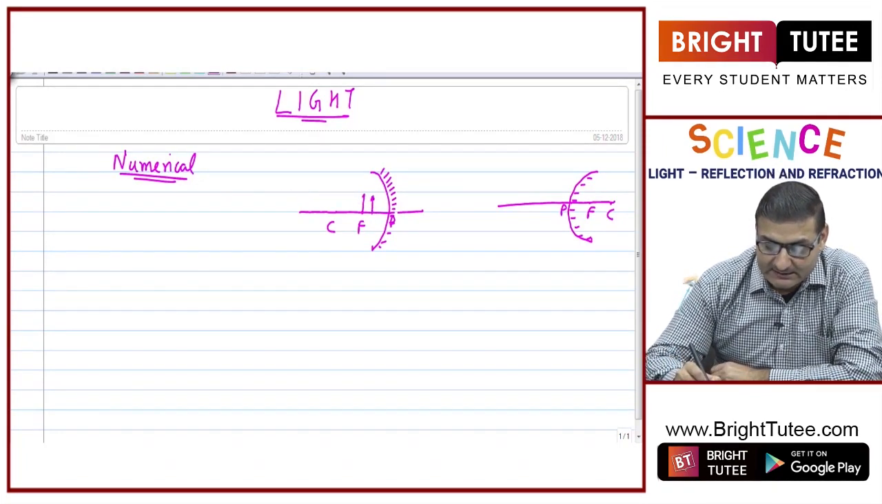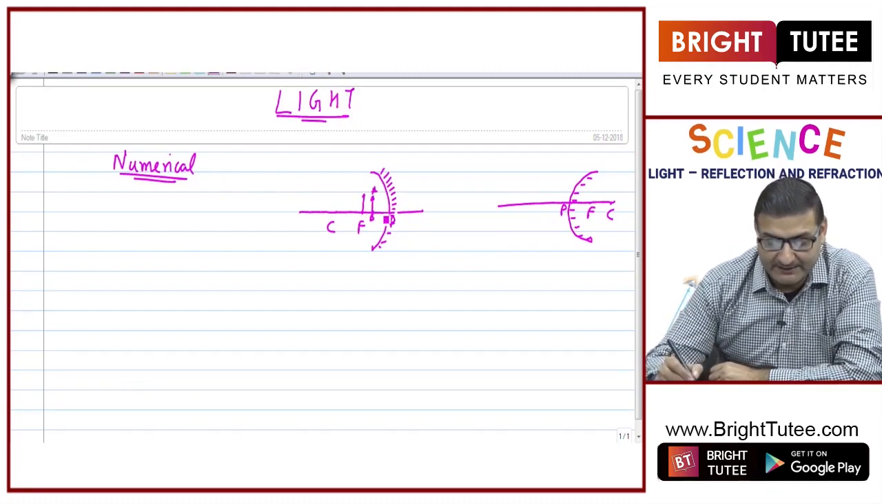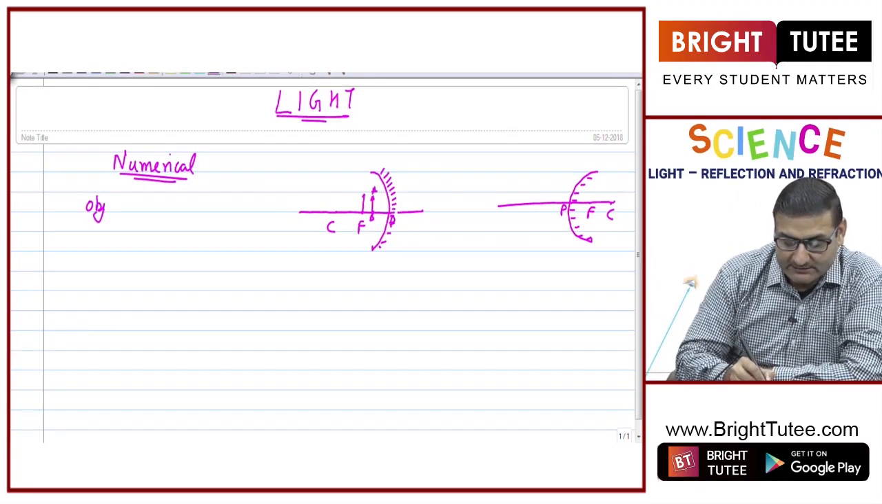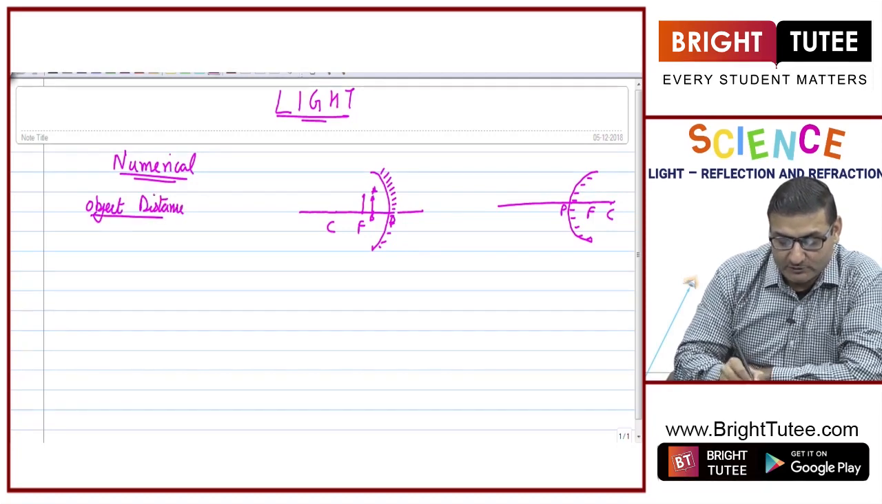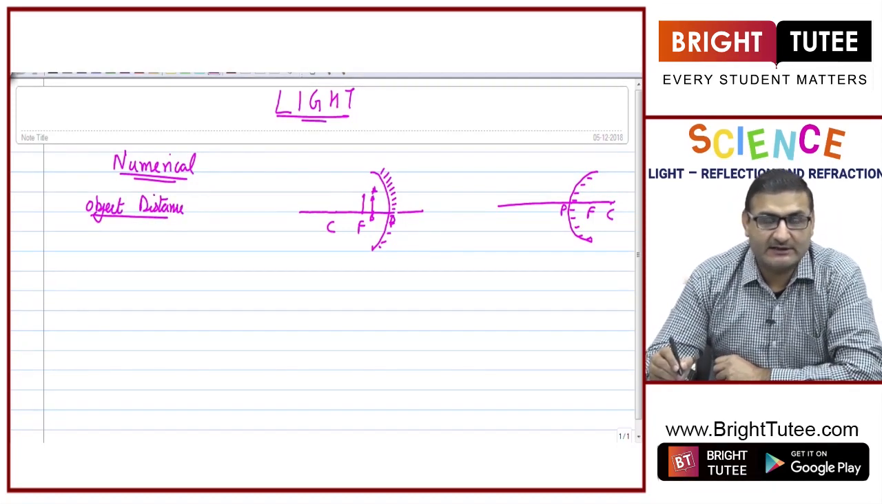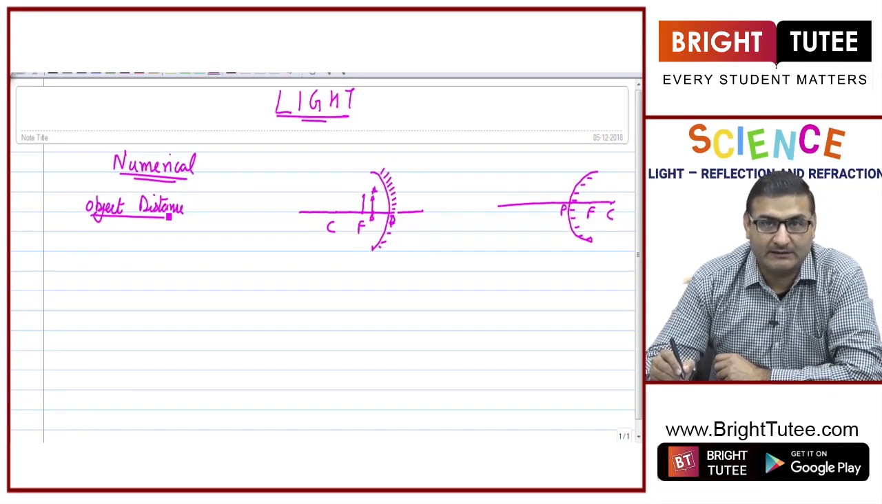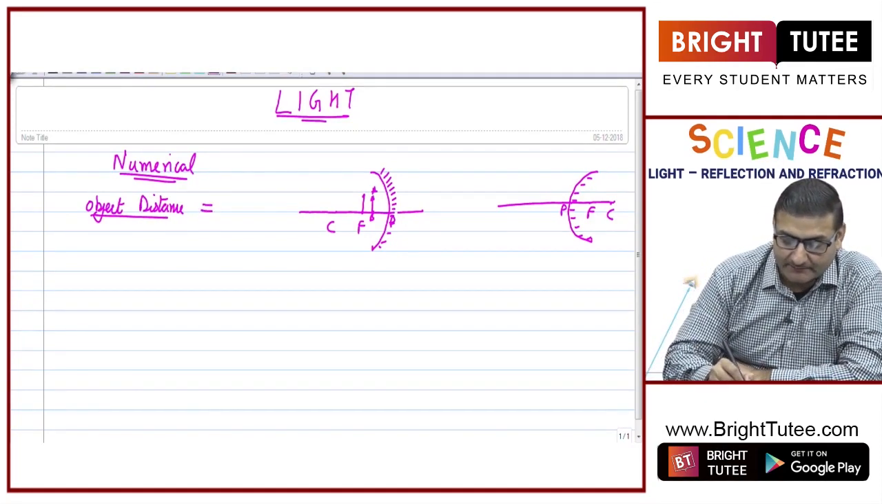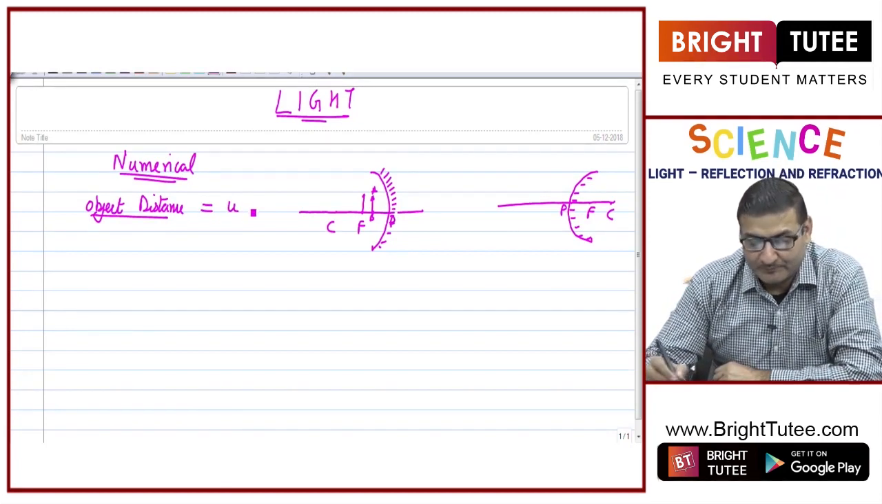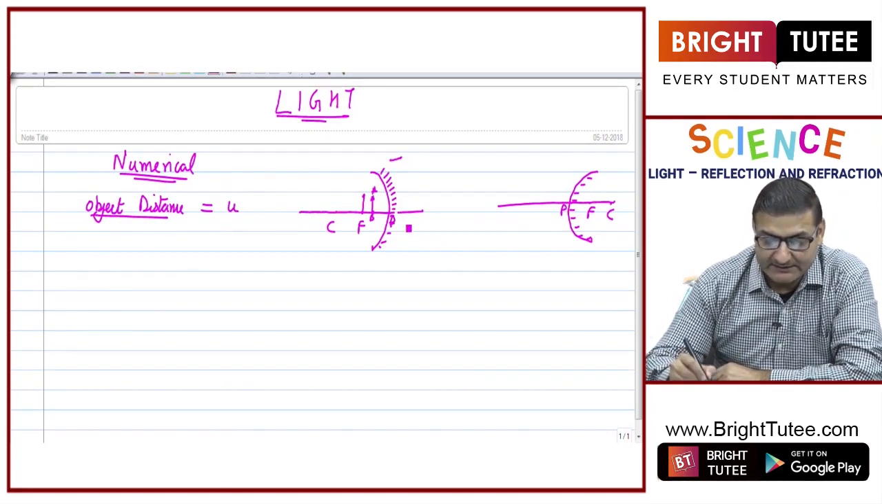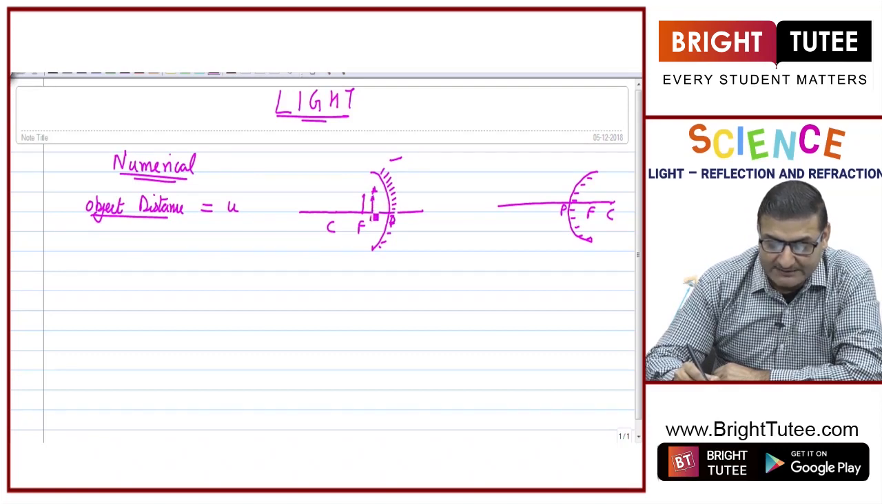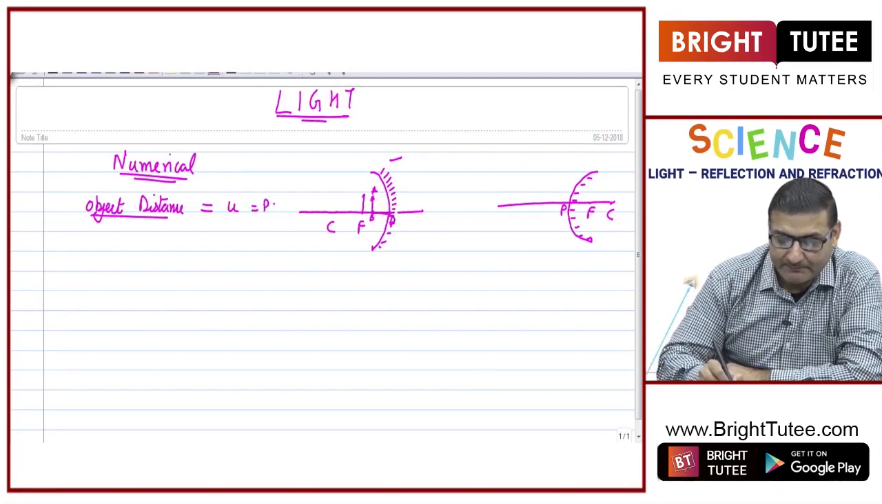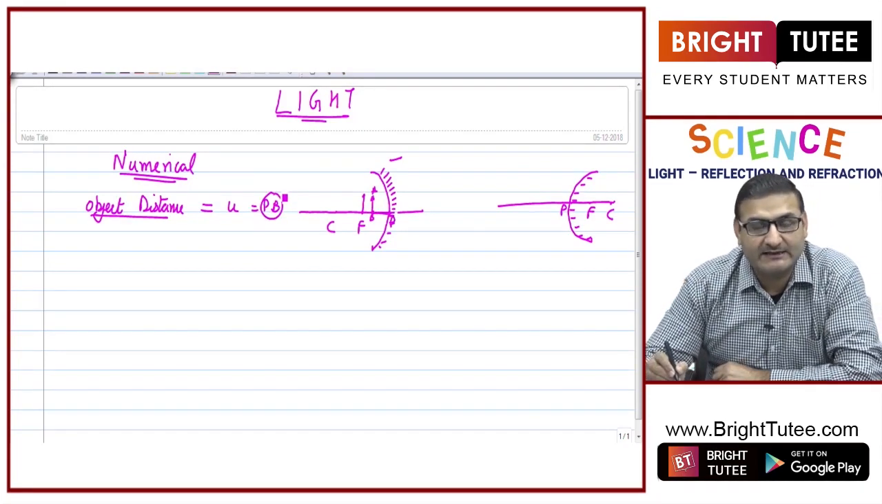Now, the distance at which this particular object AB was placed, that is known as the object distance. I repeat, what is object distance? It is the distance at which an object is placed from the pole of a mirror, and this distance is denoted as small u. In this particular figure, what is the object distance? This is the object AB. We will see how far this B is from the pole. So, this is PB. PB will be our object distance.